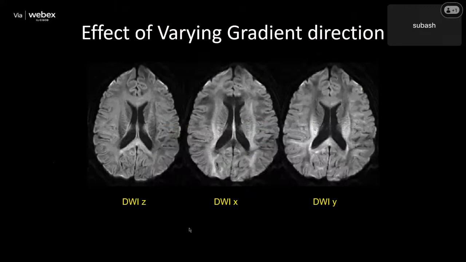Then you can produce images. This is a diffusion weighted image in Z direction, if you apply the diffusion gradient in Z direction. This is a diffusion weighted image when you applied a gradient in X direction. This is a diffusion weighted image when you applied gradient in Y direction. So you can see the difference between the three images. You can see the bright areas and dark areas, how they are changing in these three images, because now you are sensitizing diffusion in a particular direction, in Z, X or Y direction.